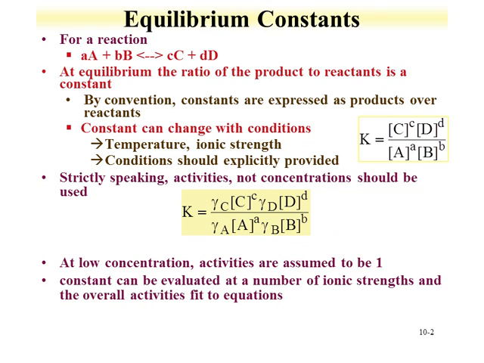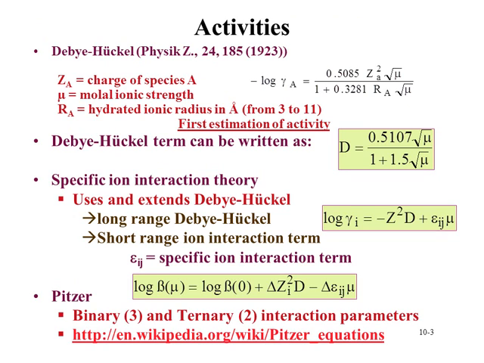We have activity coefficients. At low concentrations, activities are assumed to be 1. What one could actually do to try to evaluate some of these activity coefficients is to examine constants over a range of ionic strengths and fit the activities. Now there are a number of different equations that are used to evaluate activities. One of the earliest is the Debye-Huckel equation listed here.